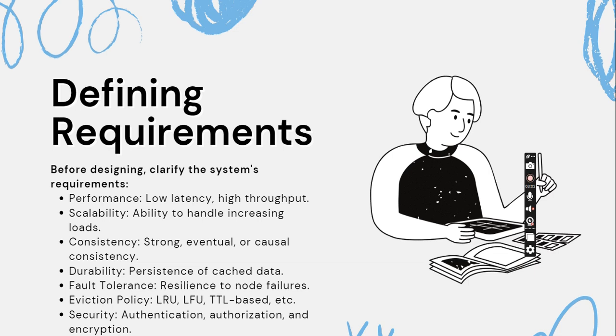Now we will go to the non-functional requirements. In non-functional requirements, we have performance, scalability, consistency, reliability, durability, and security. In defining requirements for a distributed caching system, we basically use a use case diagram. Why do we use a use case diagram? Because it helps us visualize the interaction between the user and the system.